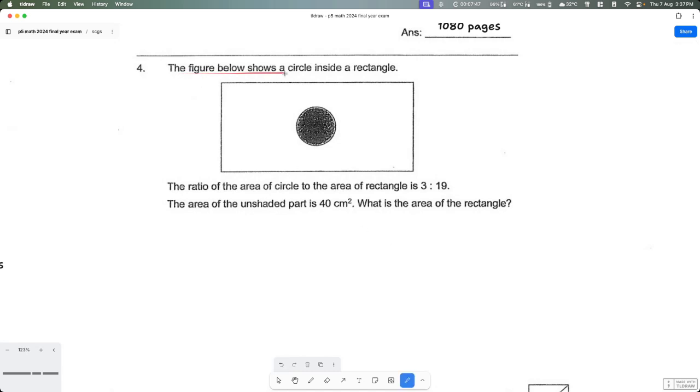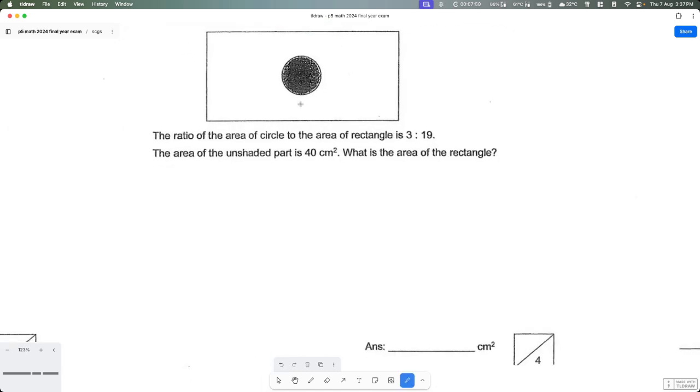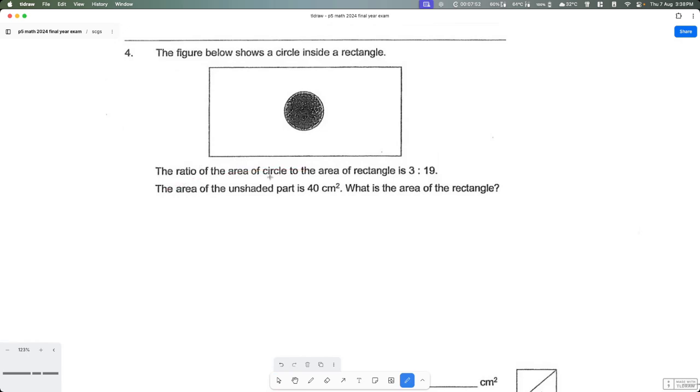Question 4. The figure below shows a circle inside a rectangle. The ratio of the area of the circle to the area of the rectangle is 3 to 19. The area of the unshaded part is 40 centimeters square. What is the area of the rectangle?